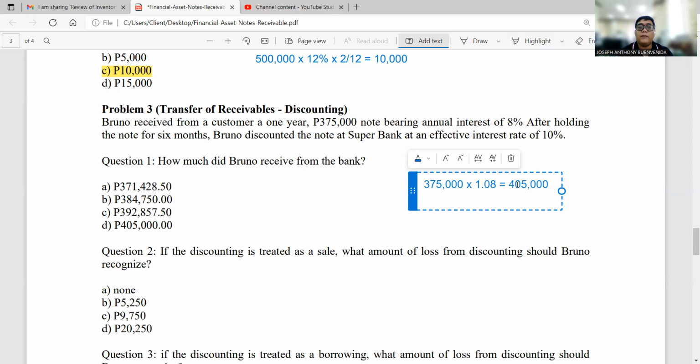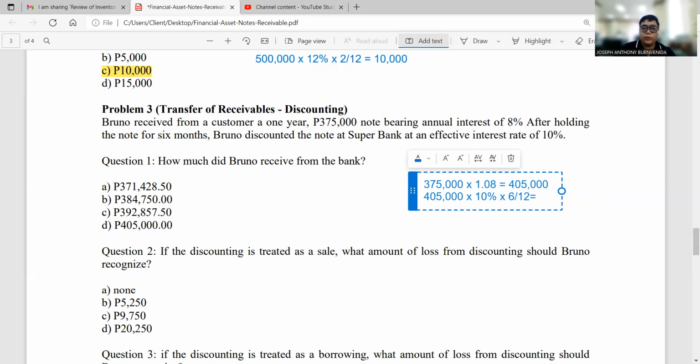Using its effective interest, no, by of course deducting from its maturity value. So 405,000 multiplied by 10%, no, times 6 divided by 12. So nga man 6 divided by 12 kasi the note, no, sang gin-discount siya sa bank. Okay, so gin-hold na siya ni Bruno for 6 months already. So kumbaga ang discount niya will only effect for the remaining 6 months period.